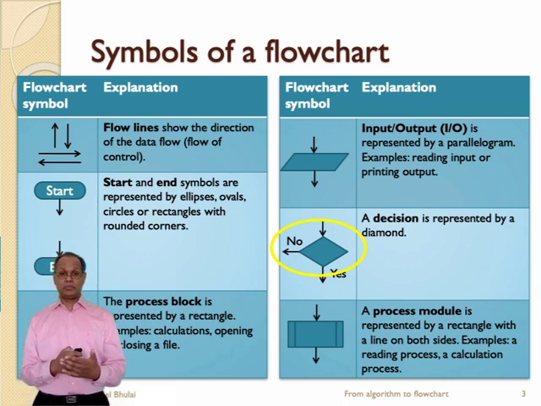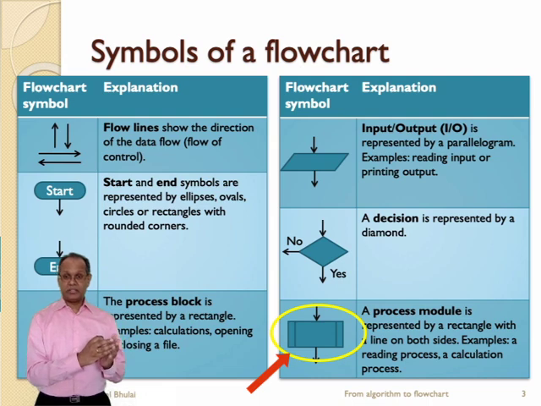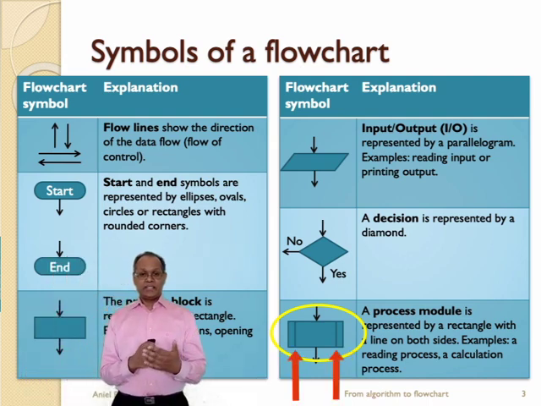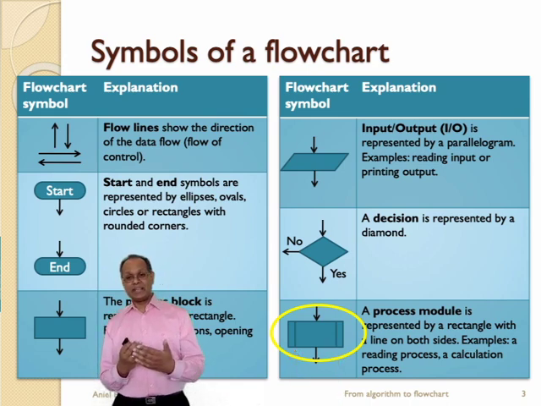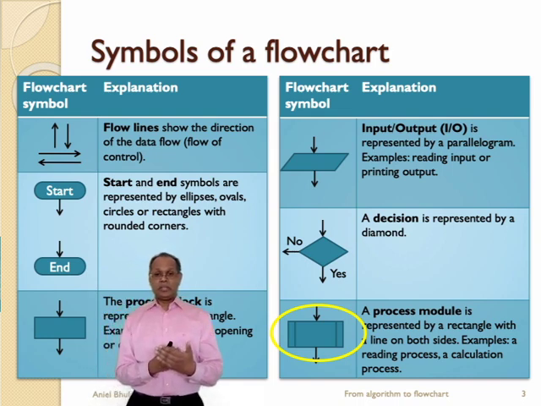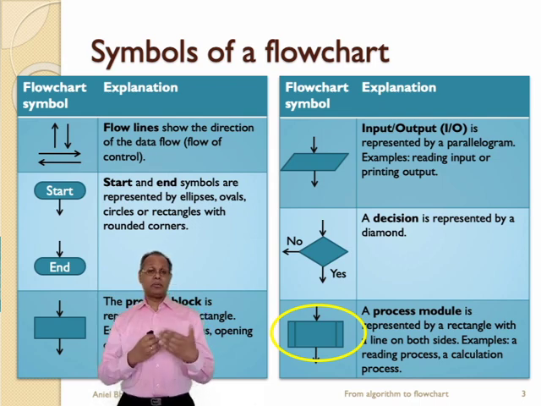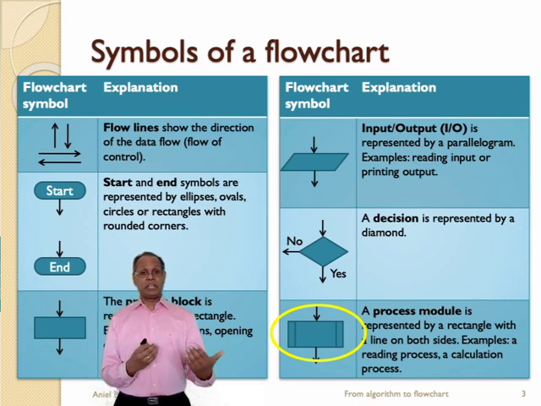A process module is represented by a rectangle with a line on the left side and a line on the right side. Note that these lines make the difference from the process block. A process module may contain one or more process blocks, for example, a process block for reading or calculation. The processes are mentioned apart in a process module because of their complexity. Well, these are some basic symbols to make a flowchart.